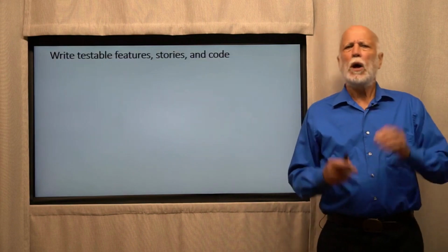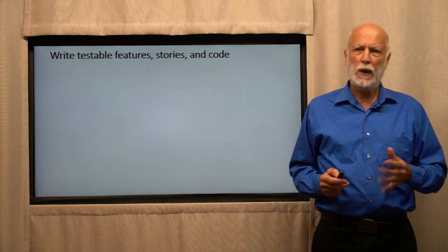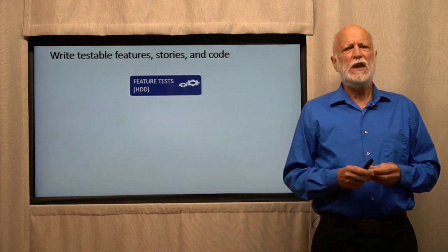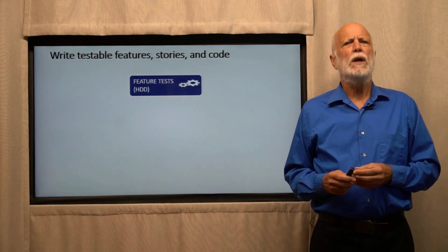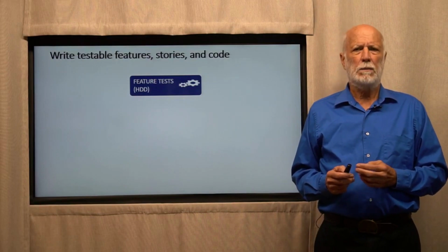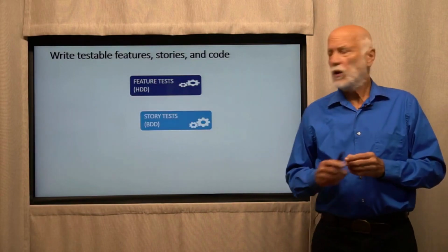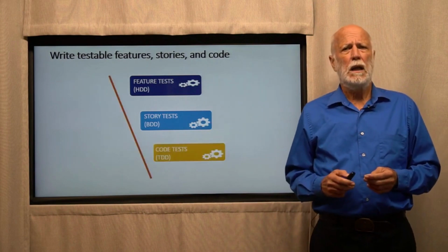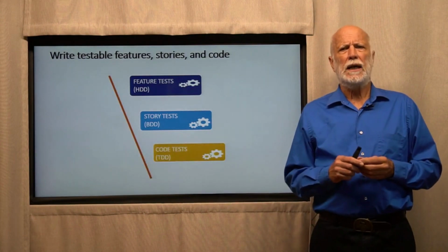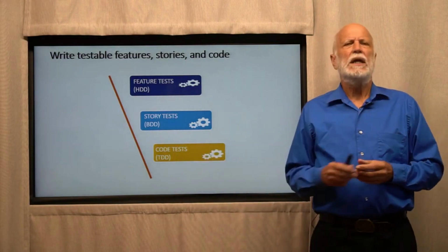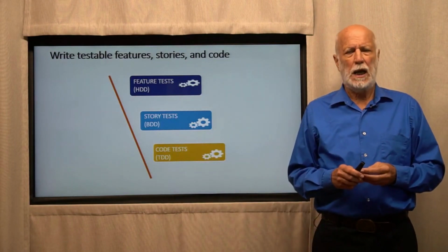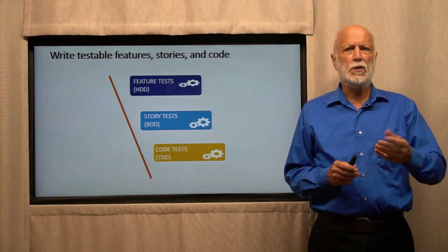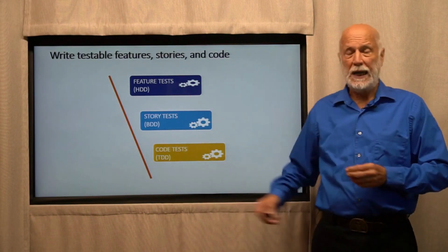Now the key is we want to write testable features, story, and code. So at the top level, we're going to have some feature tests that we'll create with hypothesis-driven development. At the next level, the story test we'll create with behavior-driven development. And our code test we'll create with test-driven development and design. So at the time we are creating our features, stories, and code, we are writing these tests.